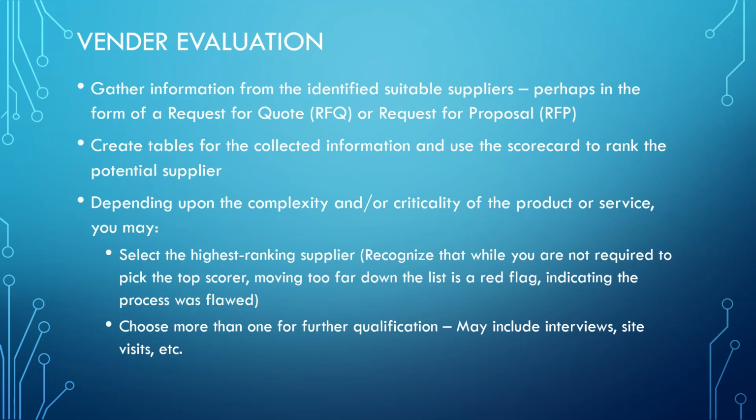For vendor evaluation, the company should gather information from the identified suppliers in the form of a request for quote or request for proposal. A table will be created with the collected information to be used in the scorecard method to rank potential suppliers. Depending upon the complexity and or criticality of the product or service, you may select the highest ranking supplier. Recognize that while you are not required to pick the top scorer, moving too far down the list is a red flag, indicating the process was flawed.